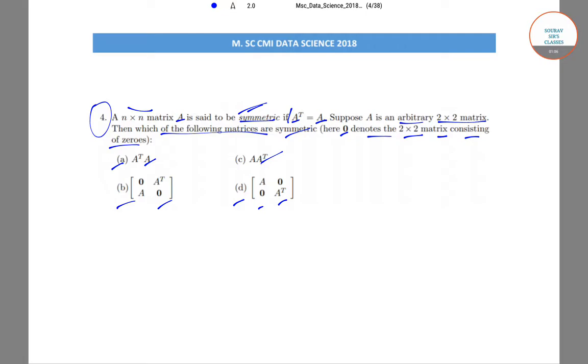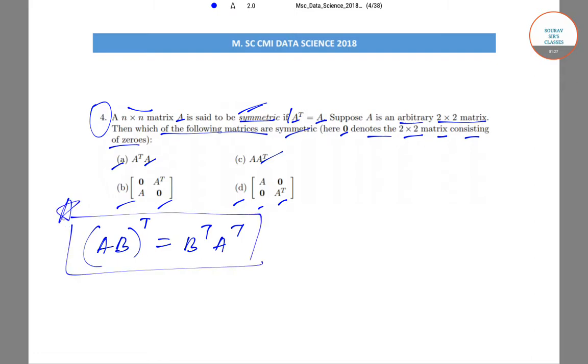So the thing we have to do here is remember a formula. Suppose we have two matrices A and B, and we need to find the transpose of the product AB. Then the transpose of AB is given by B transpose into A transpose. Try to remember this formula, as it is very helpful in this regard.